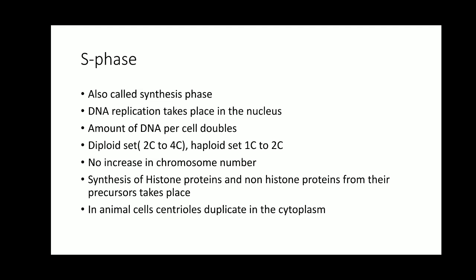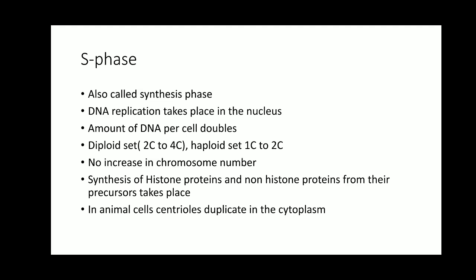And in the S phase, another important feature is that synthesis of histone proteins and non-histone proteins takes place from the precursors in the cell. Proteins are important biomolecules of a living cell, and they are made up of amino acids. Especially the histone proteins are made up of two types of amino acids, lysine and arginine. These are the basic amino acids which make up the histone proteins, and these proteins are very much required for the formation of chromosomes in the nucleus.